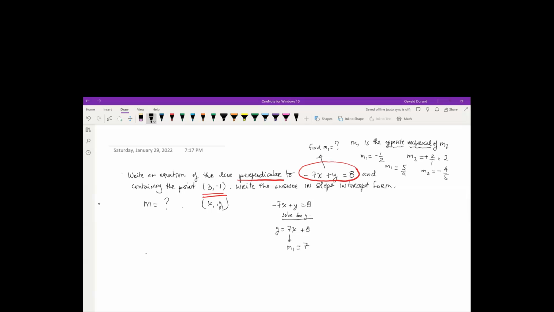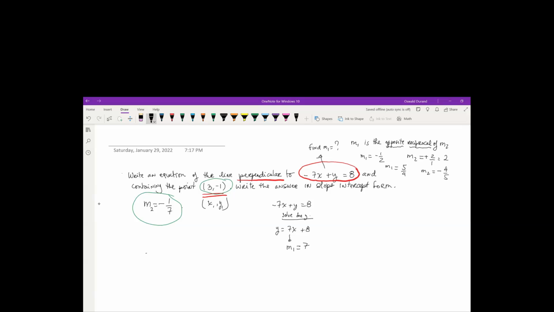So the slope is 7 for this equation. But now I'm interested in m2, because m2 is going to be the slope of the equation that passes through (3, -1). So all we have to do now is find the opposite reciprocal of 7. 7 is positive, so m2 must be negative. The reciprocal of 7 is 1/7, so now I have a slope of -1/7. Now we have a slope and a point. Beautiful. Now we can find the equation of that line.